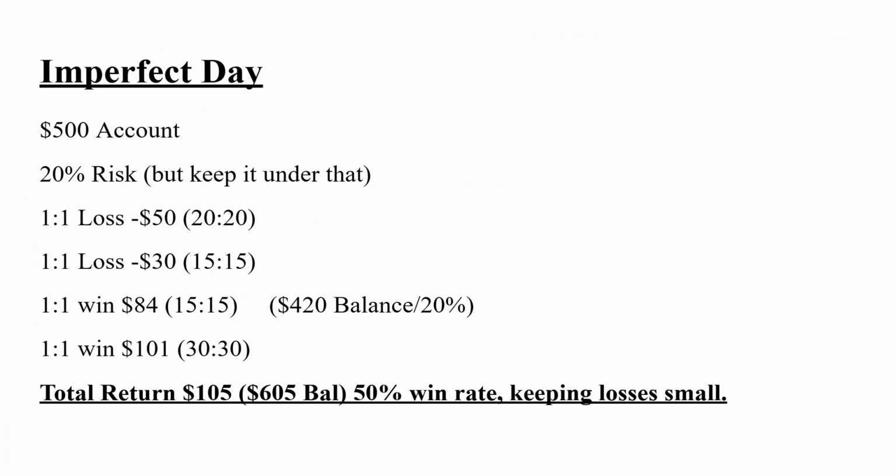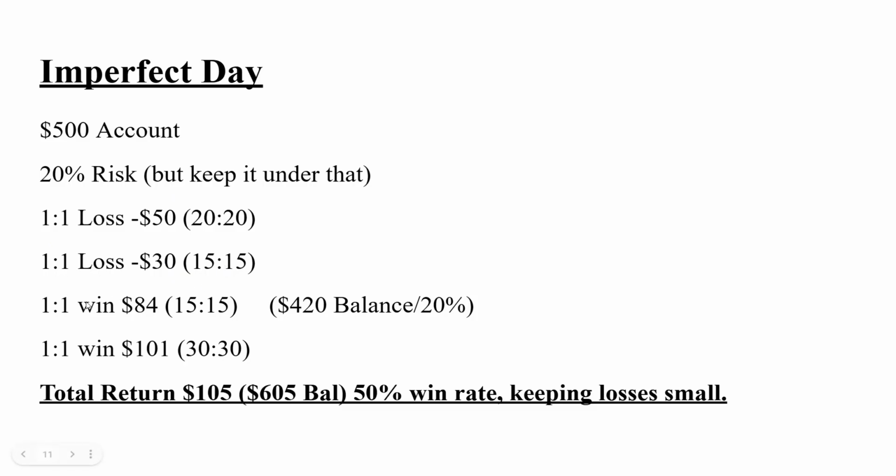Now this is a little more realistic though, in terms of what you may be looking at, because you won't win every trade. Obviously, like I said, some gaps will fail. So let's say you have a $500 account and you lose the first two, but remember that just because you risk 20% doesn't mean you lose 20%. 20% of 500 is $100. So this first trade you lose about 10%, okay, and then the next trade you lose $30. So you've taken two losses for the day. Going for 20-to-20 didn't work out, and 15-to-15 didn't work out.